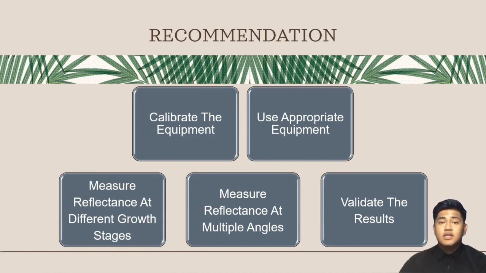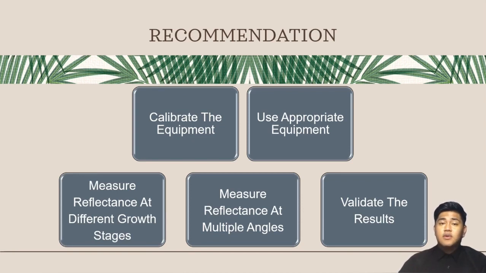The second recommendation is to use the appropriate equipment. Spectral reflectance measurement should be taken using appropriate equipment such as spectrophotometer and hyperspectral sensor that can measure reflectance over a wide range of wavelengths, typically from the ultraviolet to the near infrared or NIR. Third, measure reflectance at different growth stages. The reflectance can vary depending on the growth stage of the crop, so it is recommended to measure the reflectance at different growth stages in order to obtain a more accurate representation of crop nutrient content.